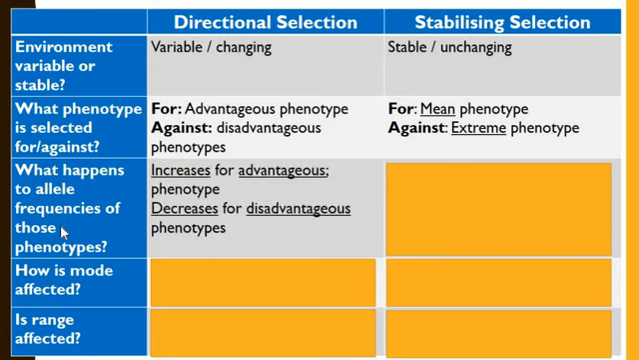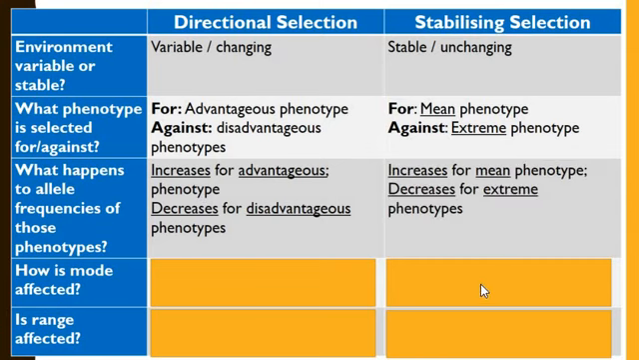In terms of the allele frequencies, the allele frequency increases for the advantageous phenotype for directional selection and decreases for disadvantageous phenotypes. And for stabilizing, you have a higher allele frequency for the mean phenotype, since it's becoming more common, and it decreases for extreme phenotypes because those individuals that have them do not survive to reproduce.